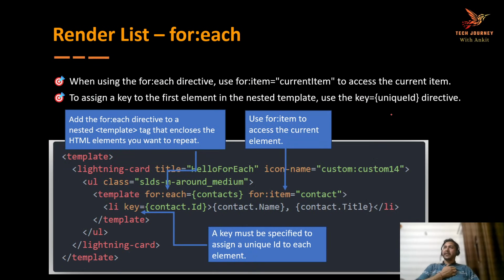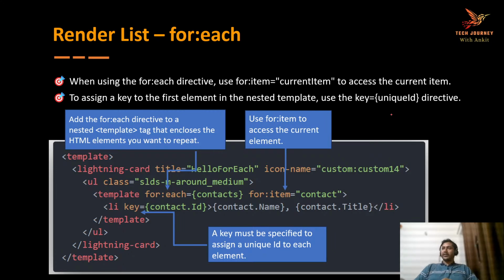Moving toward the next part, that is rendering the list. How we can render the list in our Lightning Web Component. Most of the time, we have to deal with more than one record in the Lightning Web Component. Let's take an example that you are getting all the accounts from Salesforce, and you have to display those accounts one after the other in the Lightning Web Component.